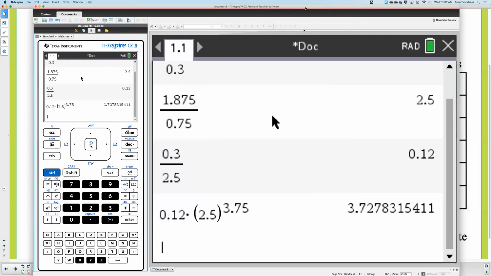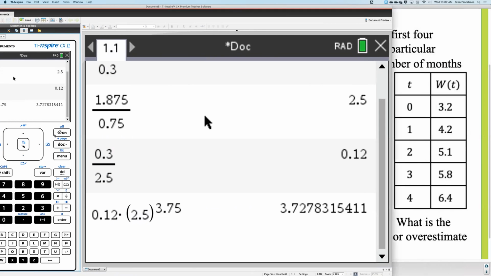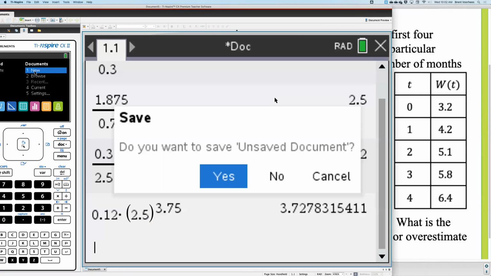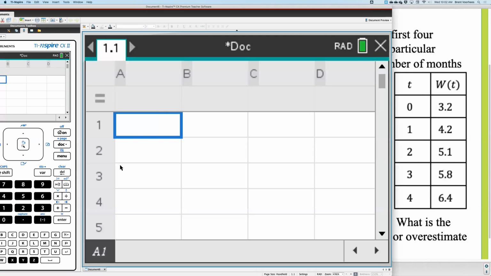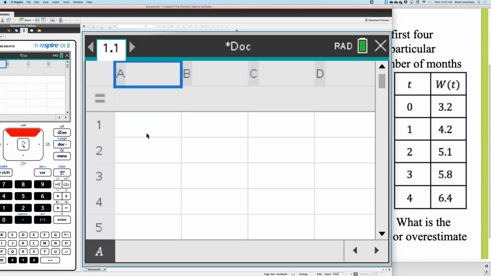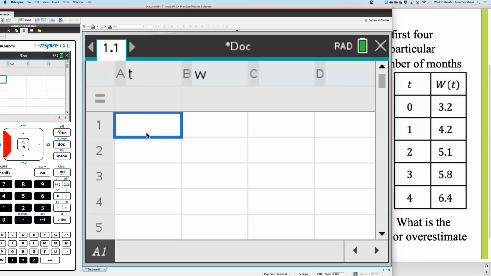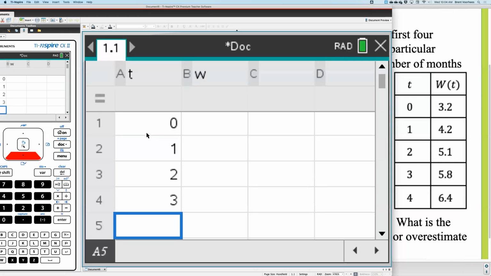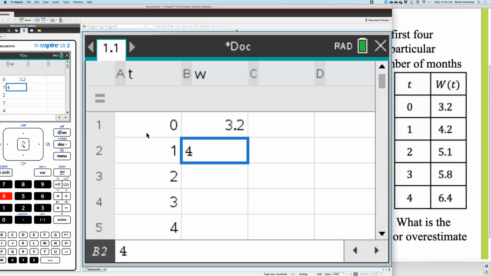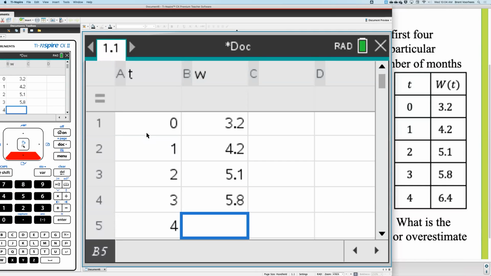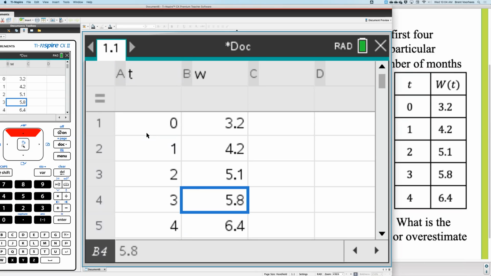And on this one, I need to scoot it over this way so I can see my table. Where do I go to? Lists & Spreadsheets. So we're going to go to Lists & Spreadsheets. And they title it T and W. So I'll title mine the same, T and W. 0, 1, 2, 3, 4. 3.2, 4.2, 5.1, 5.8, and 6.4.